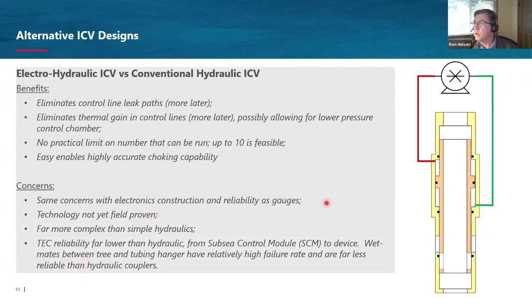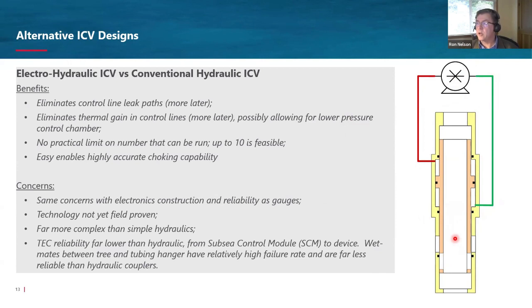Some key benefits is you're eliminating the control lines as a leak path, and I'll touch more on that later. You're getting rid of the thermal gains in the control lines, which I'll touch on, again, in more detail later. A very important aspect of this, I think, meaningful for TPAO, is that you can run more than 2 or 3 ICVs in a well. Talking to some of the vendors, they can run up to 10 ICVs on a single TEC using this technology, and also choking. Once you've installed this pump down here, the choking functionality is basically built into the system. This does come with concerns, though.